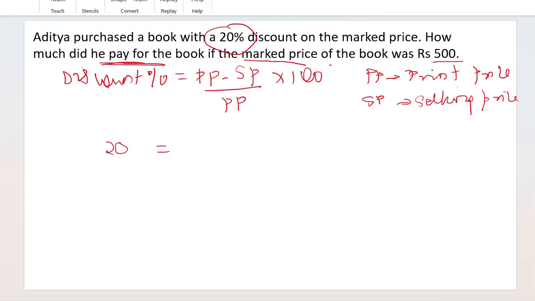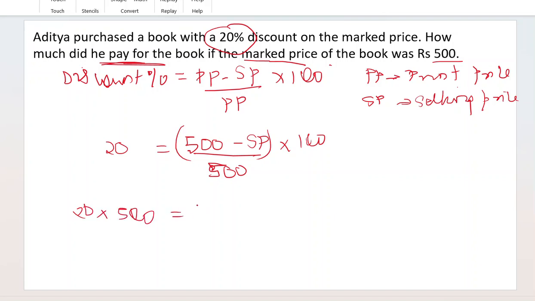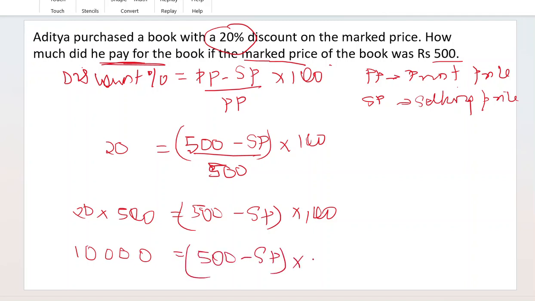Now, when I say marked price, it is the same as the print price. So therefore, I have the marked price. I am not given the selling price, so I keep it as SP only, and the print price is 500 into 100. Now see how I do the calculation. I take the 500 there. I do 20 into 500 equals (500 minus SP) into 100. 500 into 20 is 10,000. 10,000 is (500 minus SP) into 100.